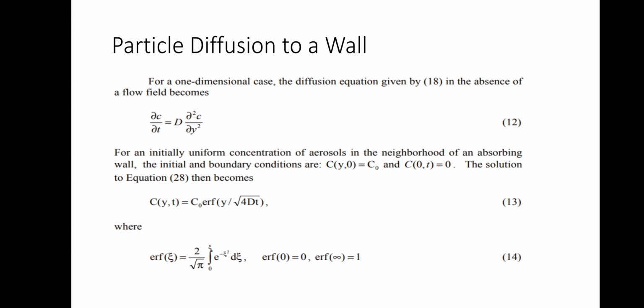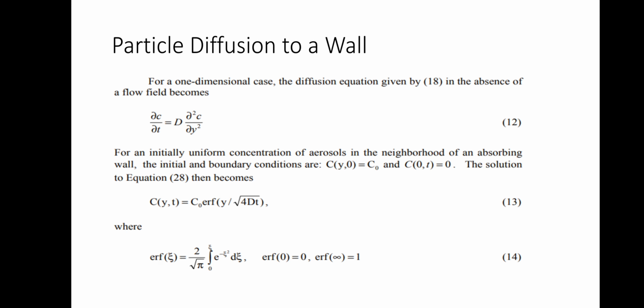Particle diffusion to a wall. For a one-dimensional case, the diffusion equation in the absence of a fluid flow becomes ∂c/∂t equals D into ∂²c/∂y². For an initially uniform concentration of aerosols in the neighborhood of an absorbing wall, the initial and boundary conditions are c of y comma 0 equals c naught and c of 0 comma t equals 0.